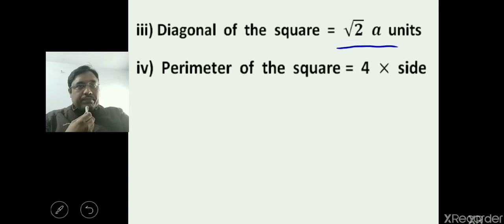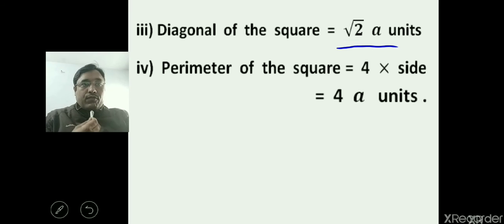Then the perimeter of a square is 4 into side, meaning 4 into a units. If you take the side as a units, then 4 into side is 4a units. This much unit it will come. So the perimeter of a square is 4 into side, that is 4a units, where a is the side.